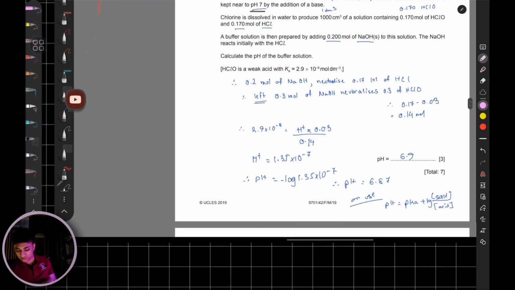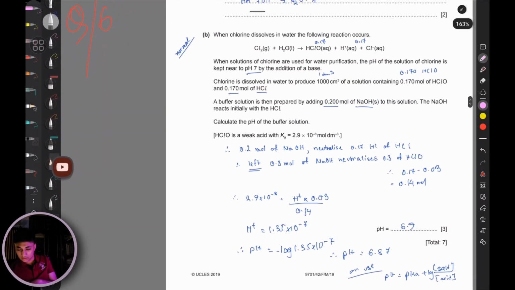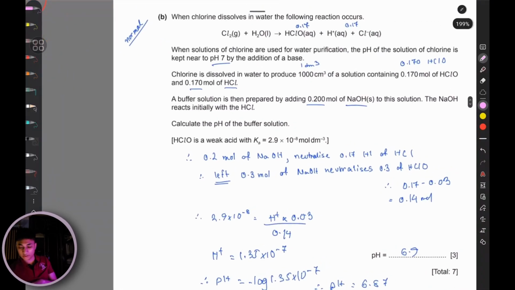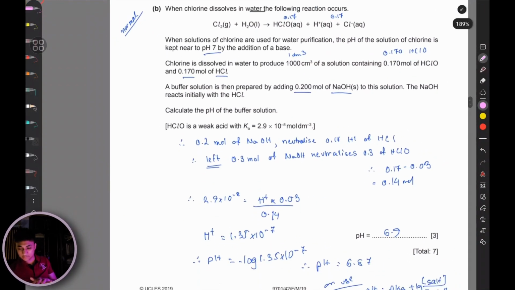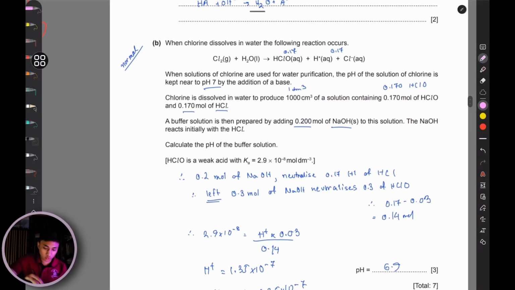So this is part B of some question, and it is saying when chlorine dissolves in water, the following reaction takes place. You have your chlorine reacting with water, forming HClO, releasing H plus ions and releasing chloride ions. Fair enough. When solutions of chlorine are used for water purification, the pH of the solution of the chlorine is kept near pH 7 by the addition of a base.